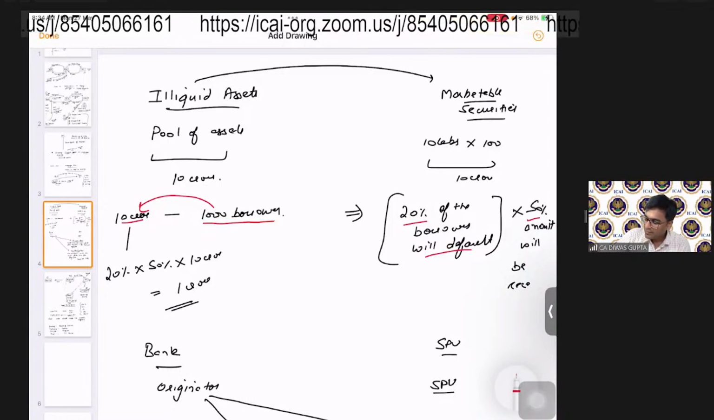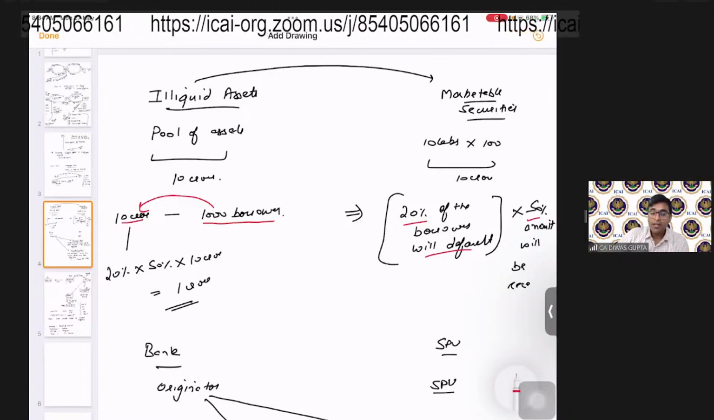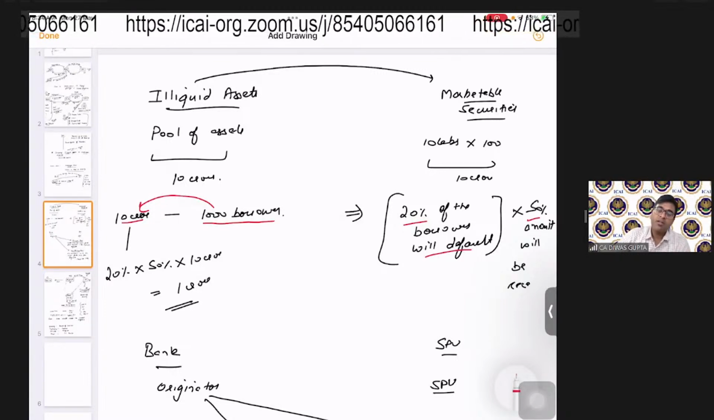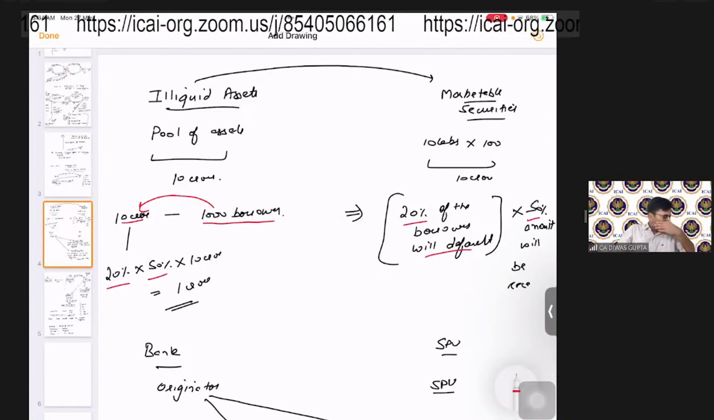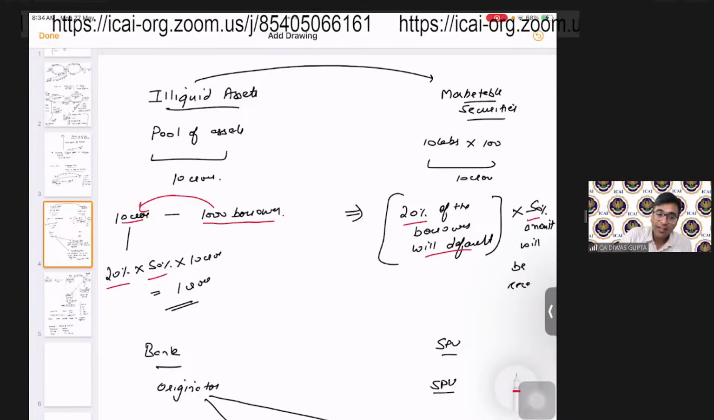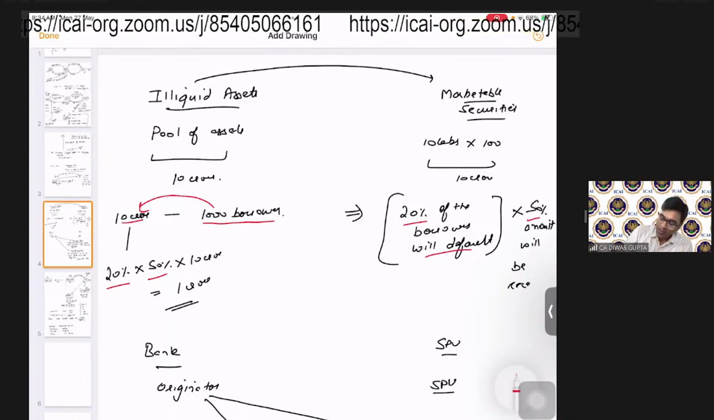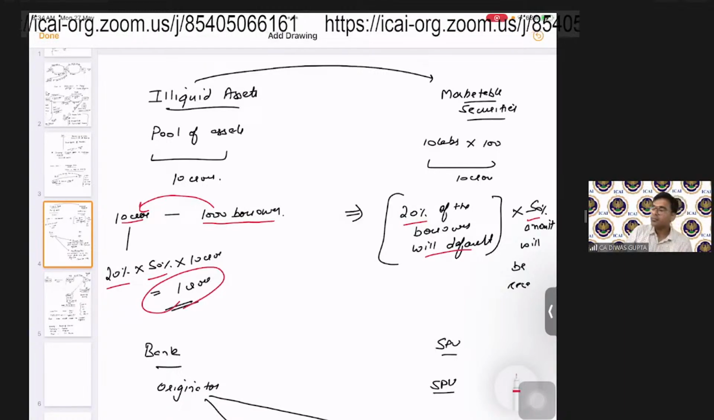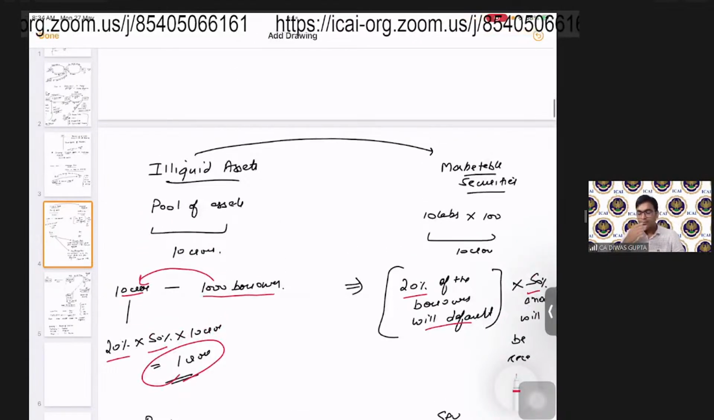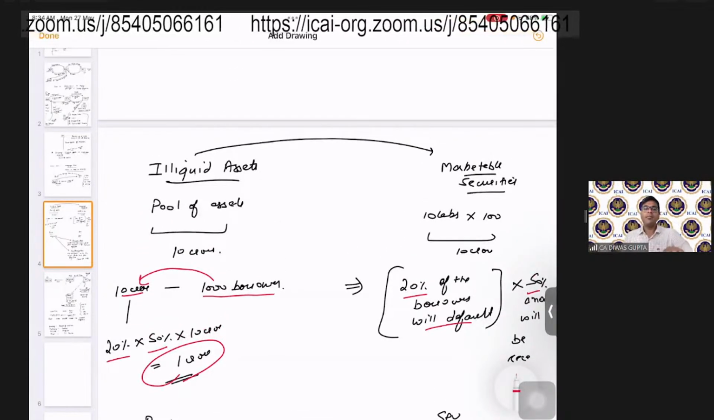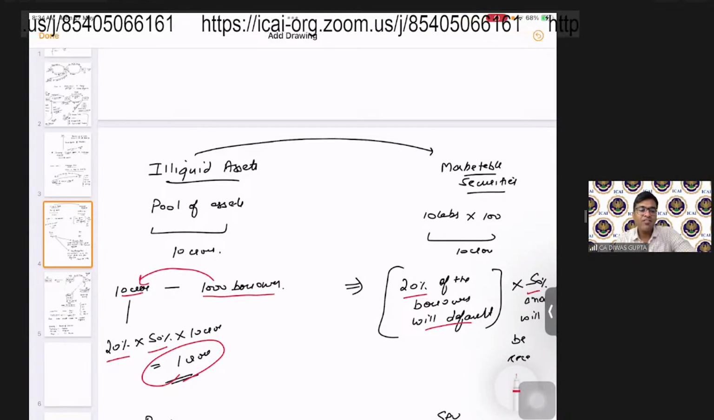So multiplying that with the 50% amount, okay. So 20% of the borrowers will default on 50% of the payments. Sorry. So effectively, 10% of my entire loan amount becomes not receivable, which is 1 crore. Okay. Now, whom do you think, students, will bear this loss? Either the SPV will bear the loss or the bank will bear the loss.